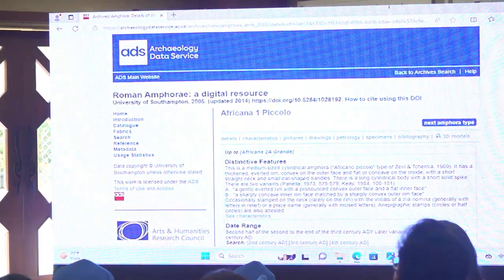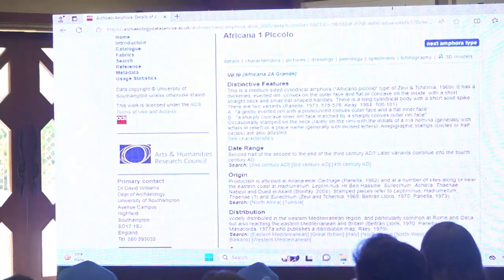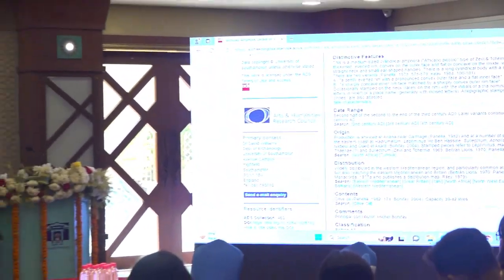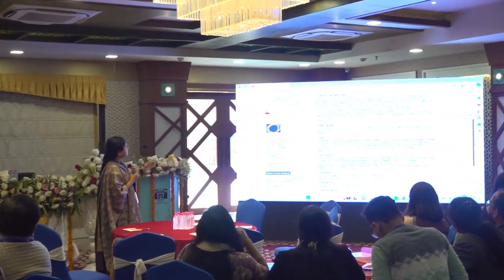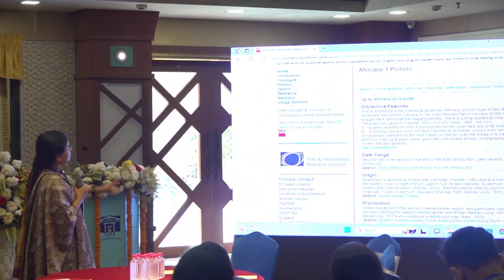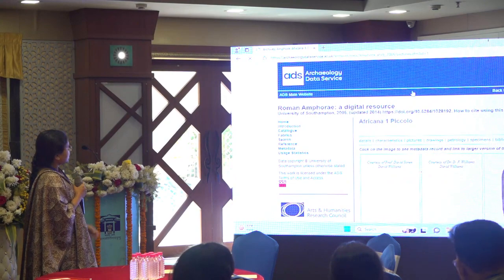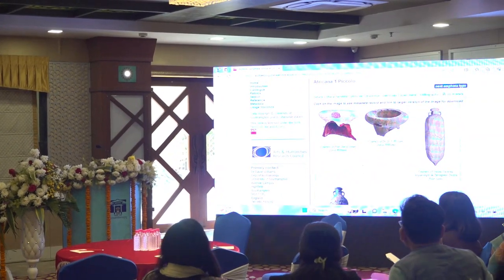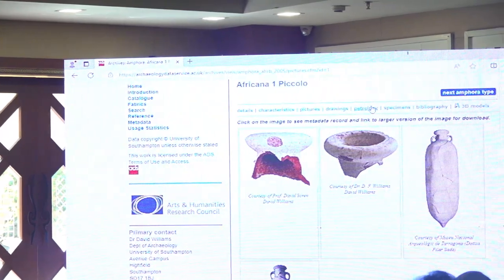Okay, if you go down, these are all descriptive, okay? These are having distinctive features, all kinds of amphora, all of them have been documented here with several parameters, distinctive features, date range, etc. Go to the top, you go to pictures. So wherever they have found Africana Piccolo, you will get the photographs there. If you go there to petrology, also different.